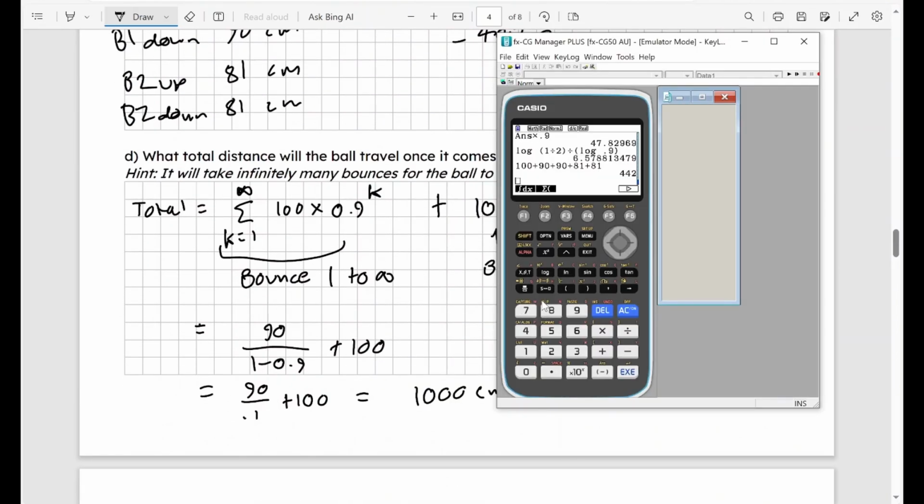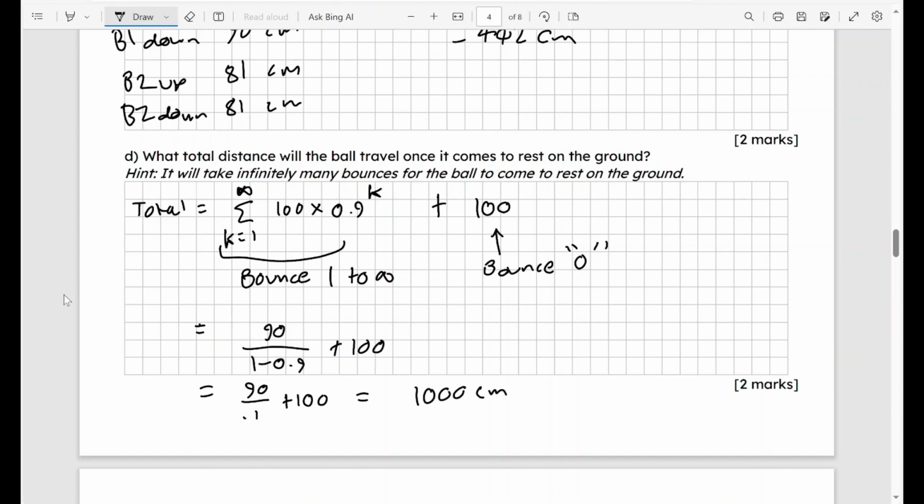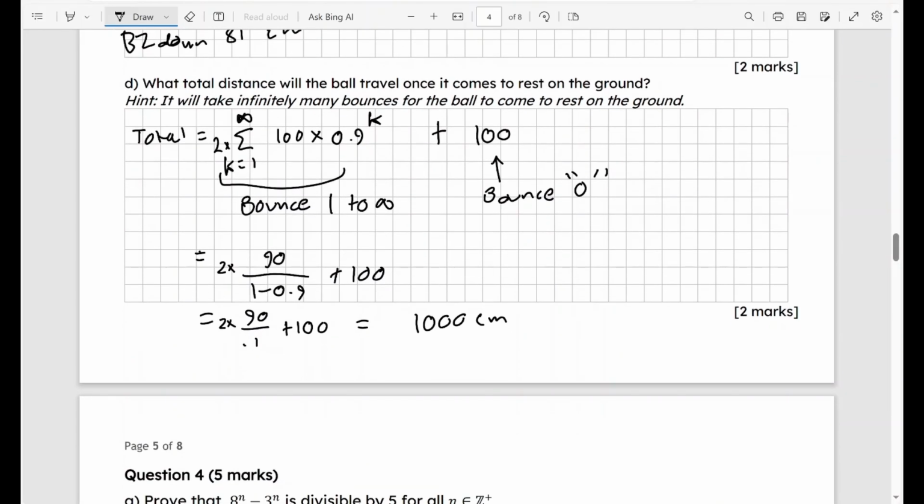Let's see if we can do that. So let's just check to make sure we're on the right track. So sum 100 times 0.9 to the power of an x value from x being 1, and let's go all the way up to 100 bounces. No, I think this needs to be 2 times that. So that's going to be 2 times that. So I think that gives you 1900 centimeters.